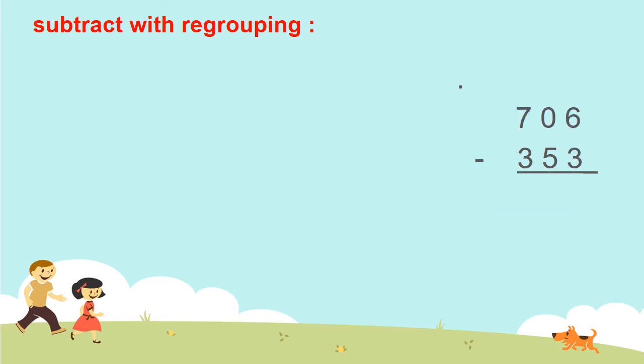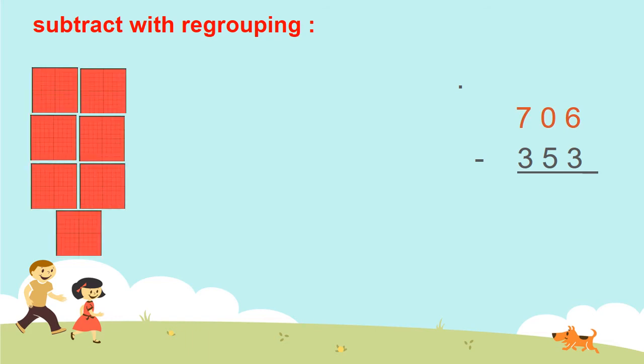Let's see. So let's start by reading the number. It's 706. The other number is 353. Okay, good job. Let's represent the first number. It's 700, and 6 ones.